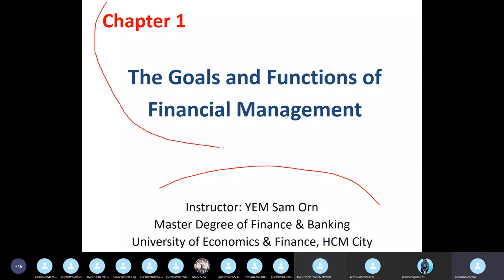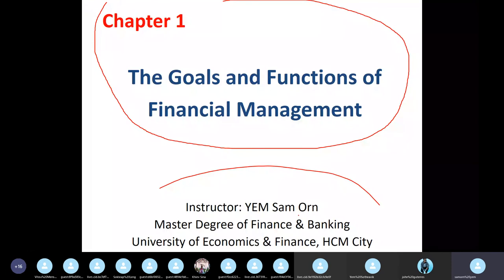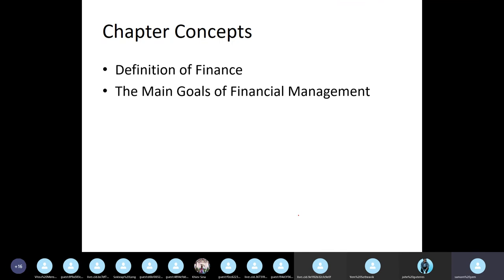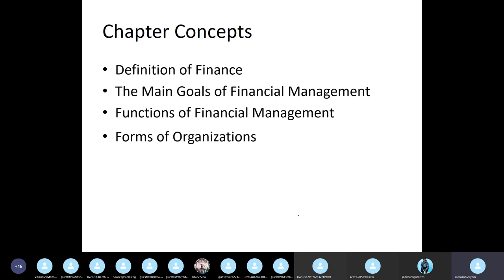This is about chapter one, the goal and function of financial management. The chapter content is the definition of finance, what is finance, the main goal of financial management, the function of financial management, and forms of organization. We have four functions to talk about.